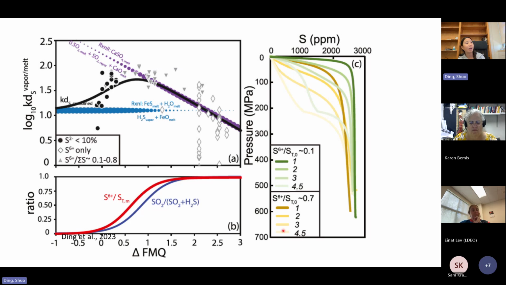And if the magma is relatively oxidized, with a sulfate over total sulfur ratio of 70%, we can see that even in a dry magma, sulfur degassing can happen deeper compared to the reduced dry case. And again, adding more water makes the sulfur degassing happen earlier and earlier.